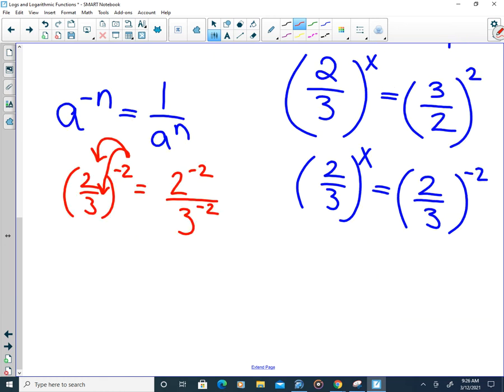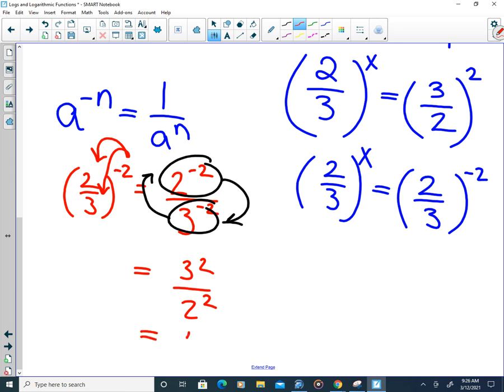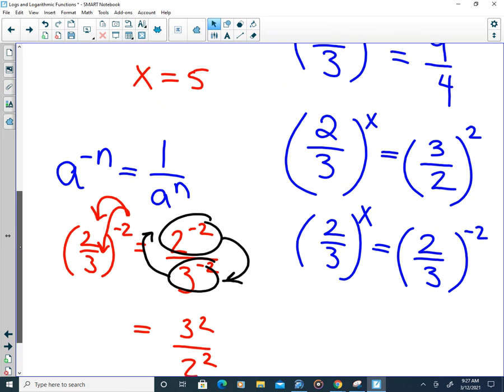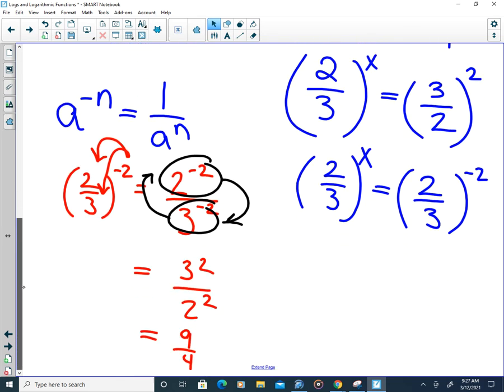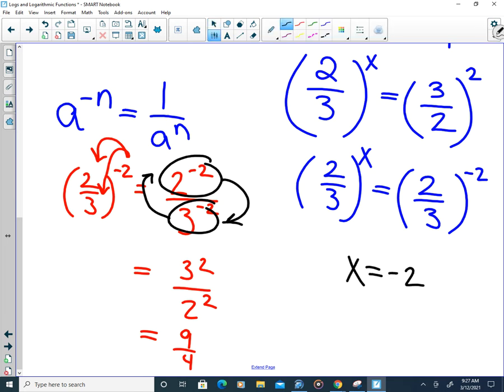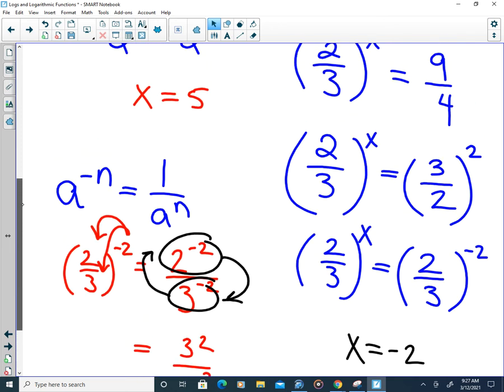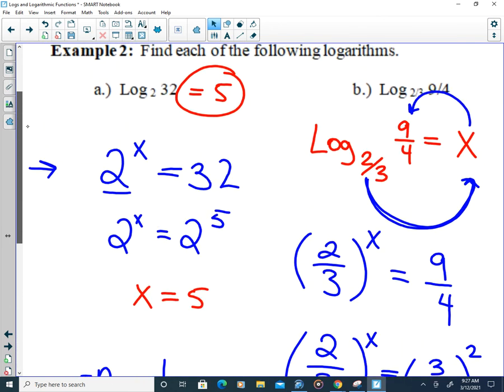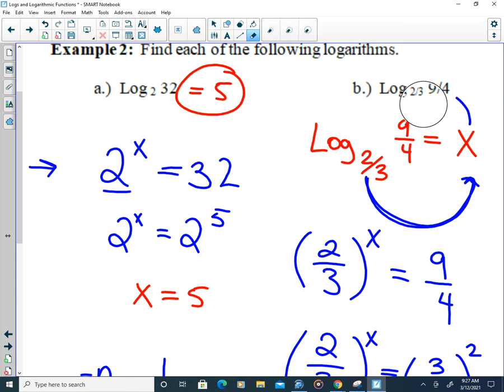And remember, you can't have a negative exponent. So both of these powers are going to switch spots. When I rewrite this, I'll get 3 to the 2nd over 2 to the 2nd, which is 9/4. If you look at our equation, that's what we started with. So what does x equal? X equals negative 2. So the log base 2/3 of 9/4 is negative 2.